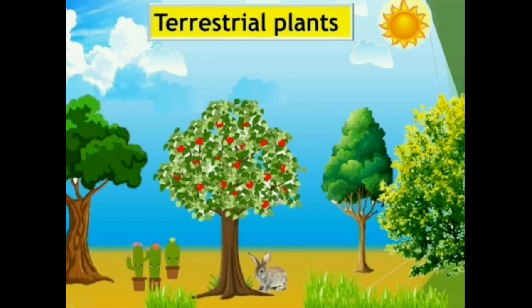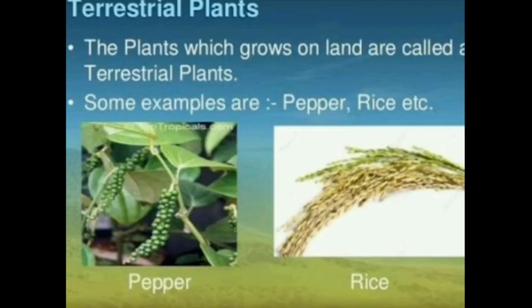Children, do you remember what is meant by terrestrial plants? Yes, plants growing on land are called terrestrial plants. Once again, I'll repeat. Plants growing on land are called terrestrial plants. In that, we have 6 types of terrestrial plants.